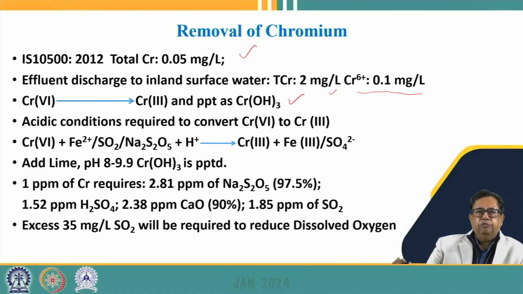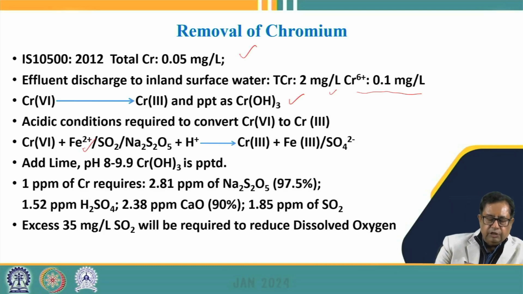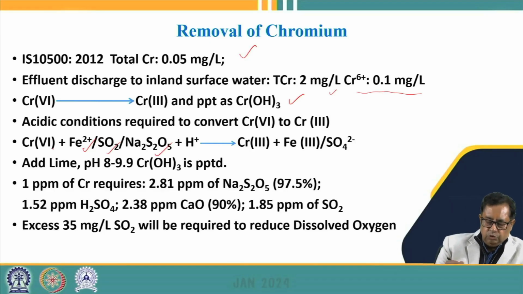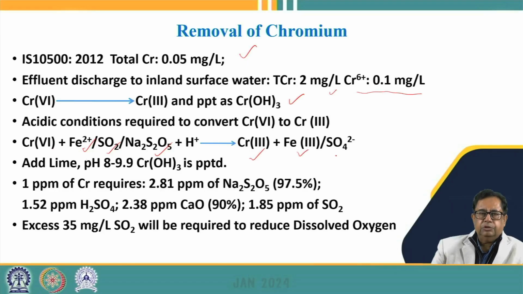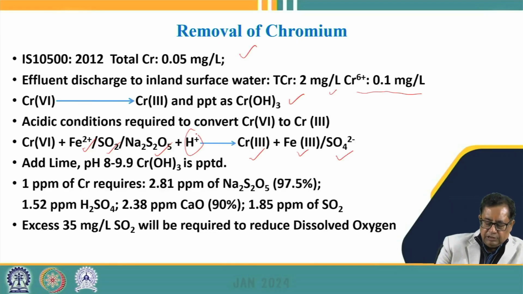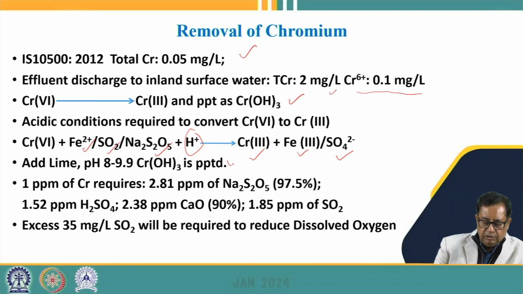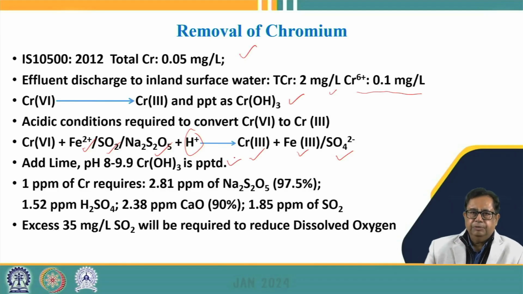So when we want to reduce the chromium 6 to chromium 3, in that case, we have to use iron salts, for example, ferrous salts we can use, sulfur dioxide we can use, and sodium thiosulfate we can use, so that we can reduce chromium 6 to chromium 3, and in turn the ferrous is oxidized to ferric and the sulfur dioxide is oxidized to sulfate, and this happens in an acidic medium. After that, we have to add lime so that the chromium hydroxide can be precipitated out.